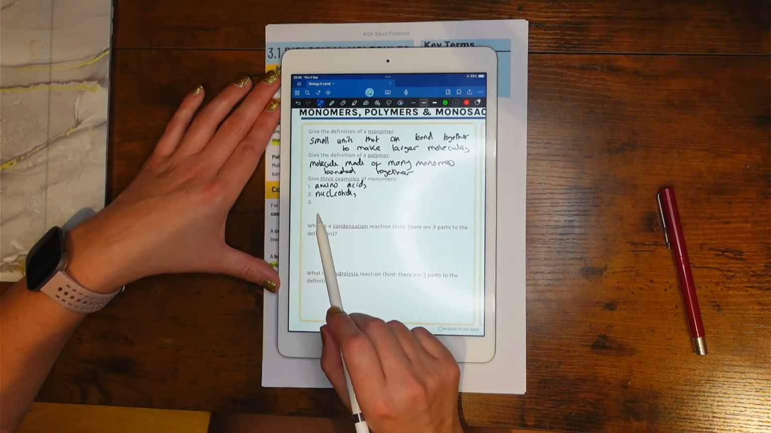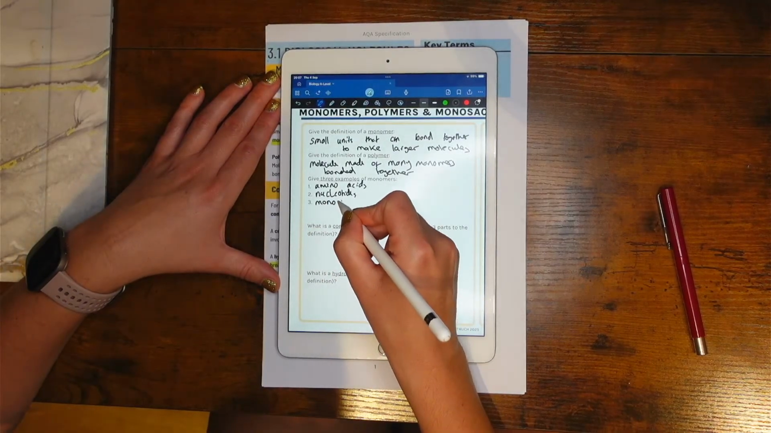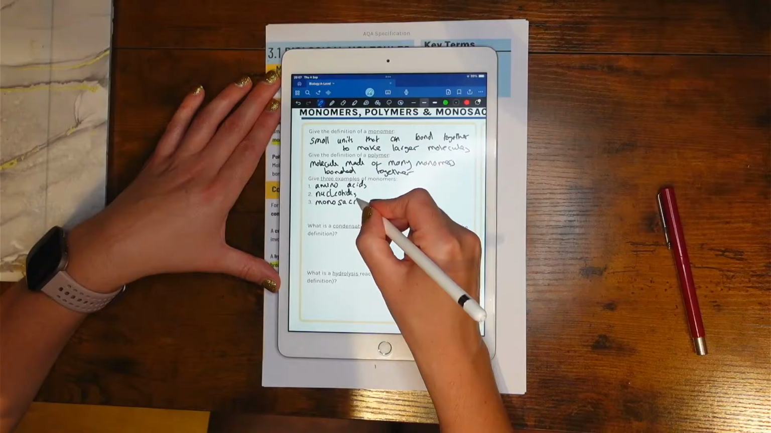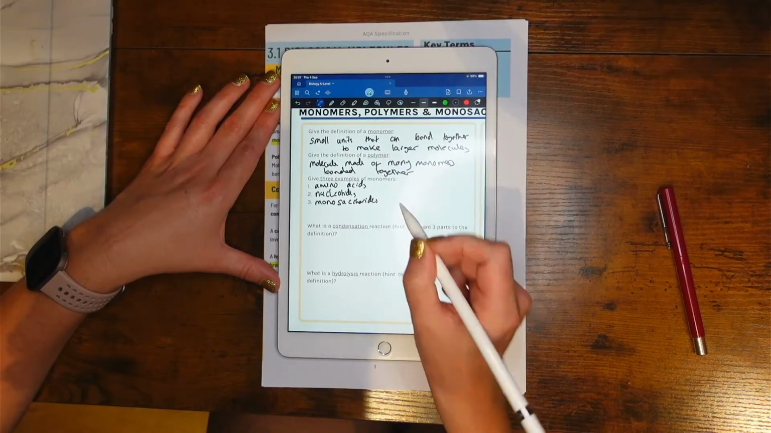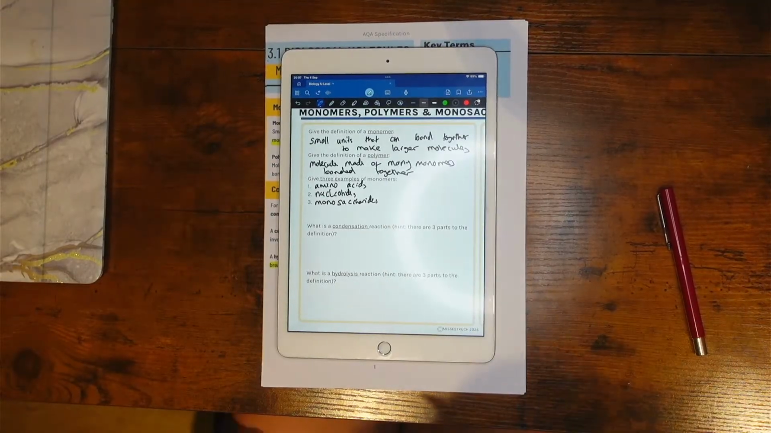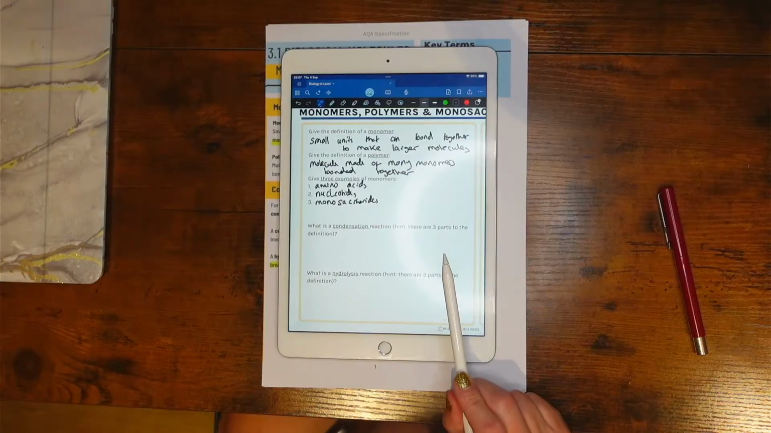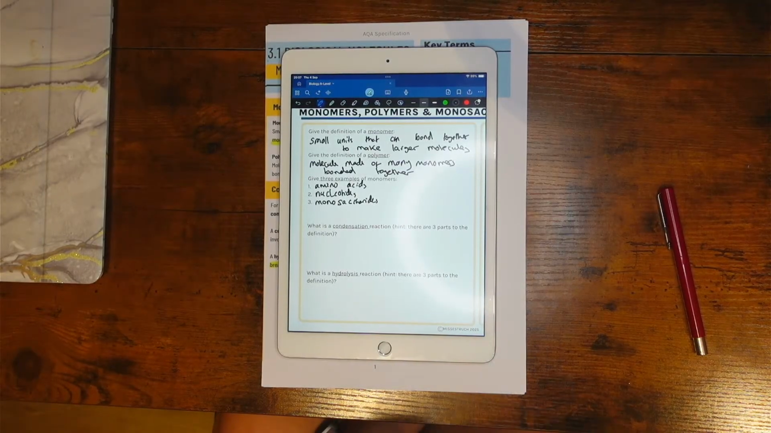And then the last one is the monosaccharides. But you could have given examples. So you might have said glucose, fructose, galactose for that. Right, what is a condensation reaction? And we've got a hint. It's a 3-part definition. So 3-part definition for what is a condensation reaction.